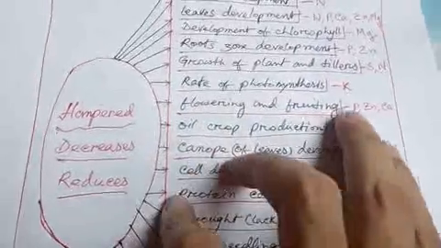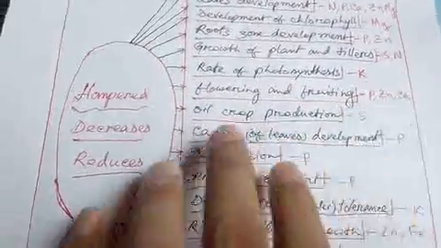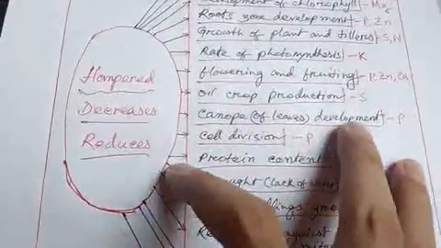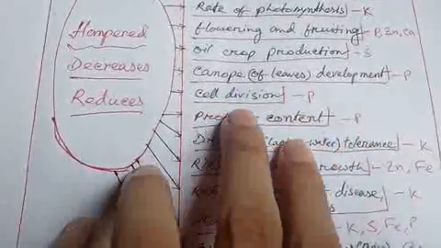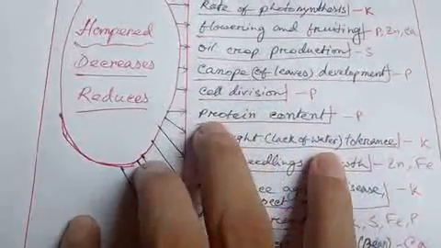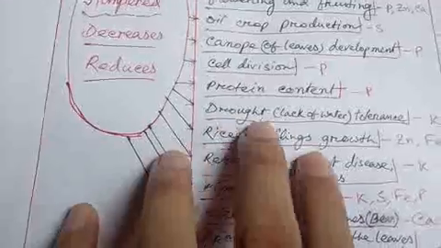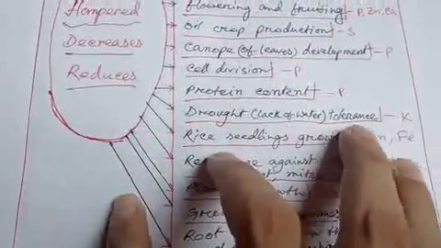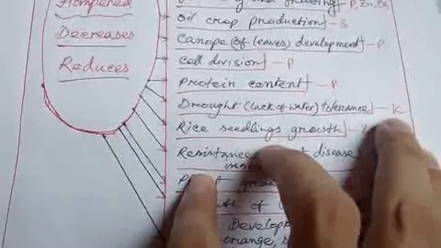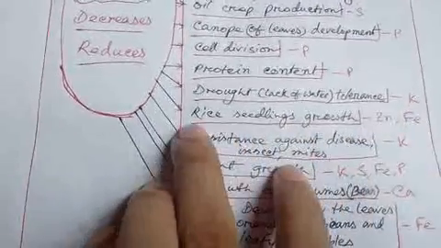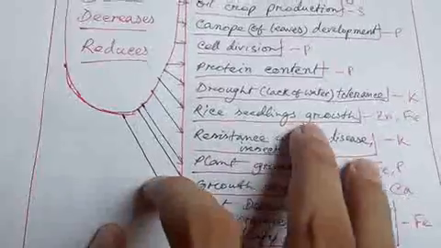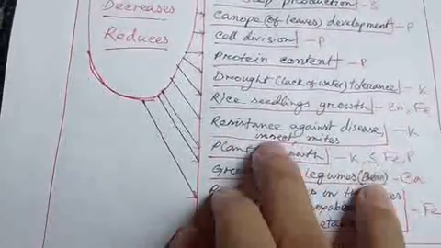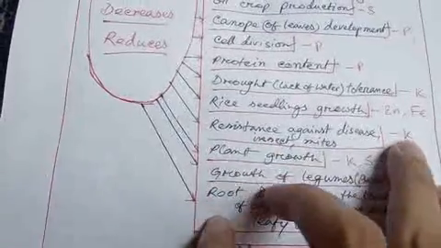flowering and fruiting, that is phosphorus, zinc, calcium; oil crop production, it is sulfur; canopy of leaves development, phosphorus; cell division, phosphorus; protein content, phosphorus; drought or lack of water, that is drought means lack of water; tolerance, it's potassium. Rice seedlings growth, zinc, iron; resistance against disease, insect, mites, also potassium.